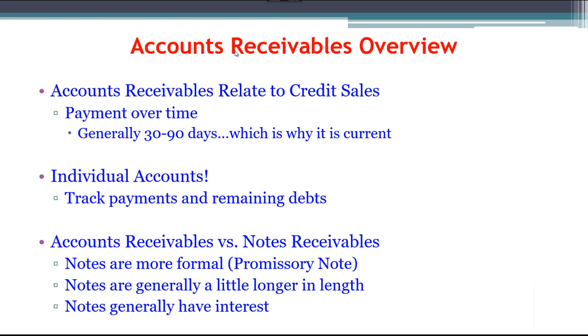Accounts receivables are generated when a company has credit sales, where they sell something to the customer and they say, hey, you don't need to pay me immediately, pay me back in 30 days, 60 days, maybe 90 days. They tend to not be longer than that, but the point is it's payment over time. And in fact, the sale is sometimes called a sale on account or sale on credit as opposed to a cash sale. But it's current because it's very short term.